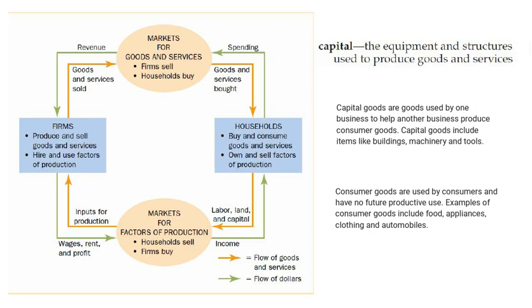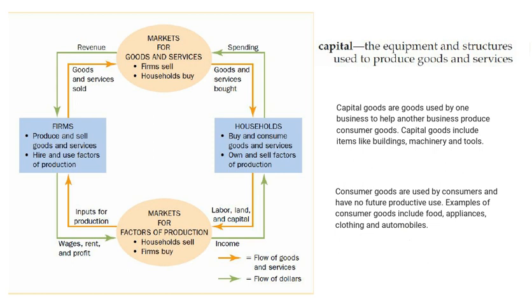And there's some terms that we used last week in the context of production possibilities curve, and I said we'd talk about them later. Capital goods are goods that are used to produce consumer goods. All right. So items like buildings, machinery, and tools are considered capital goods. Consumer goods are basically your end product there. They're food, appliances, clothing, and automobiles, and they have no future productive use.